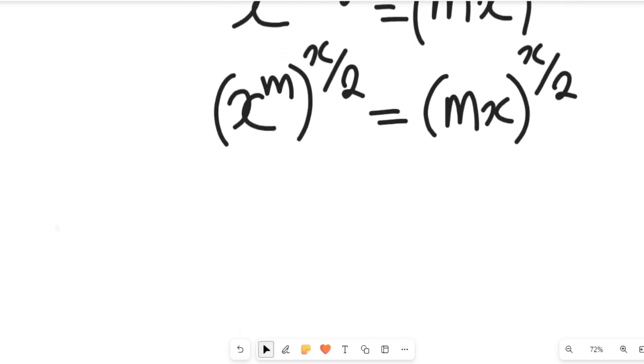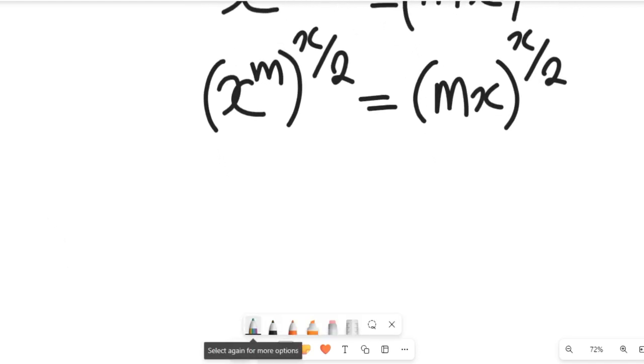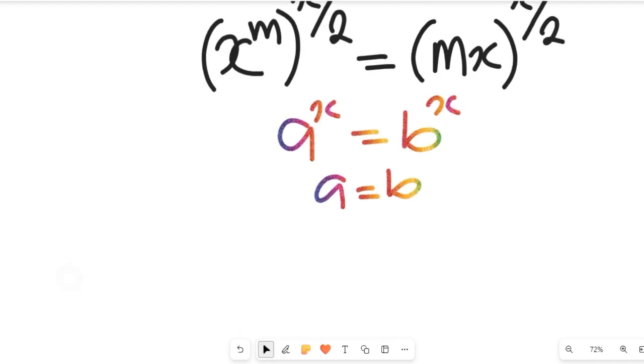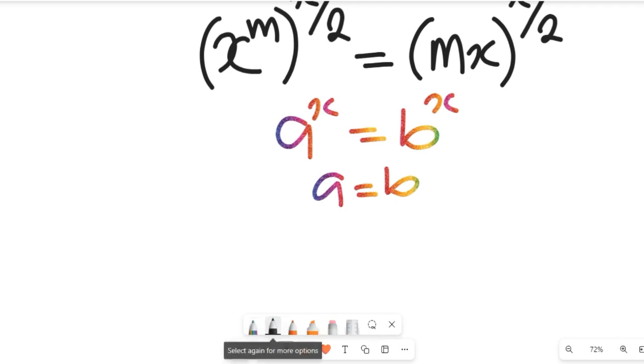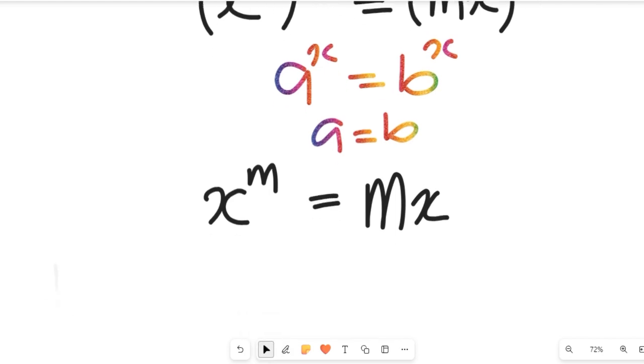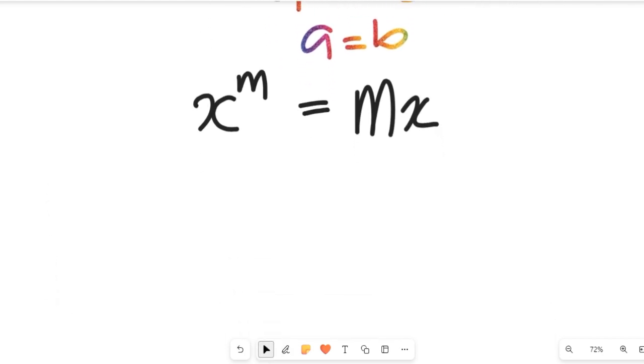Now look at that expression very well. According to the law of indices, if I have a to the power of x and it's equal to b to the power of x, they have the same exponent, so a can be equal to b. Since they have the same exponent, we can simply say that expression will now be what? x to the power of m to be equal to what? mx. Great.